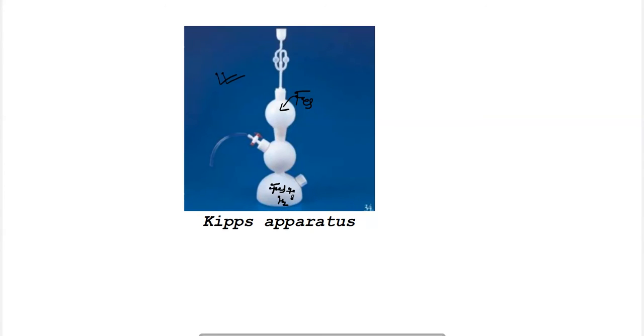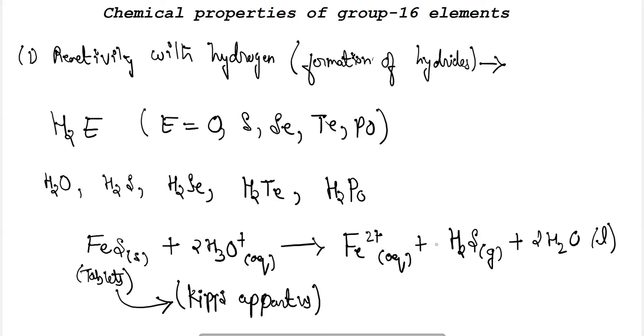The tablets mix with the dilute acid in this chamber, and they complete the reaction where H2S gas is released, and hence we produce hydrogen sulfide gas. Okay, so this apparatus is termed Kipp's apparatus, and it has a very important role in some of the experiments which we are going to conduct this year for your class 12.